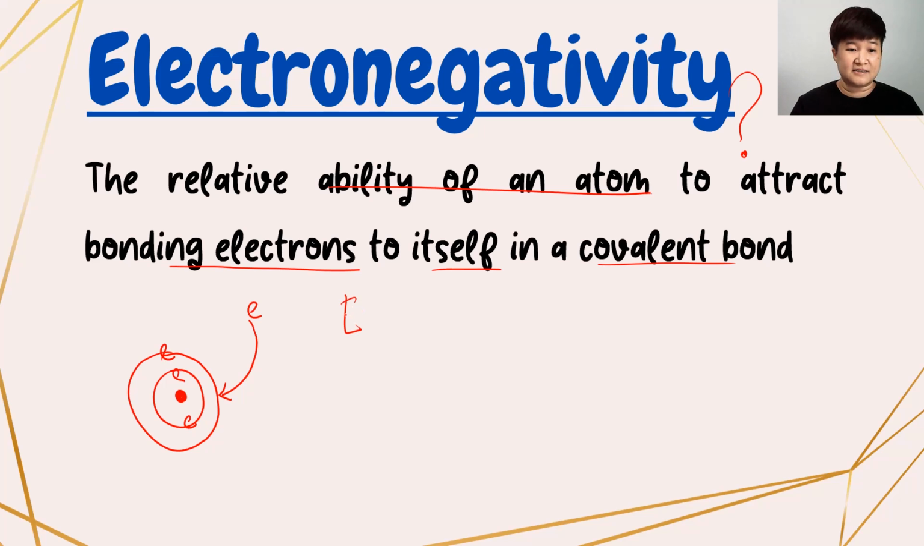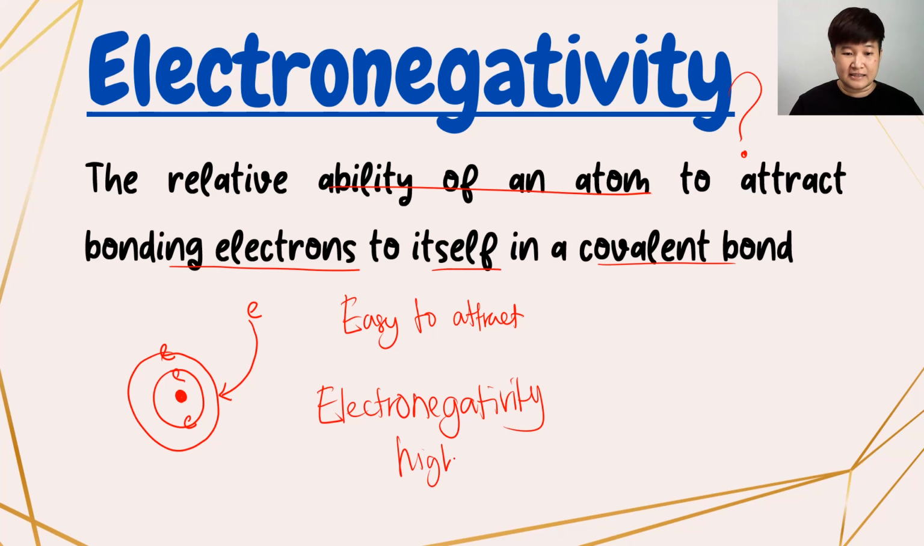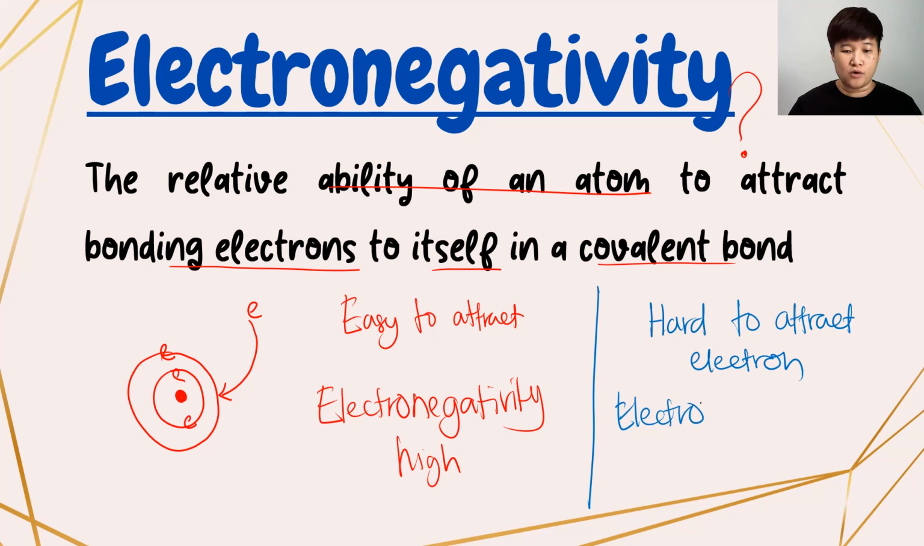If it is easy to attract, then the electronegativity will be very high. Vice versa, if it is hard to attract an electron, then the electronegativity will be very low. Okay? Only two things. If I'm easy to attract electron, then the electronegativity will be very high. If it's very hard to attract electron, then the electronegativity will be very low. That is the basic thing.